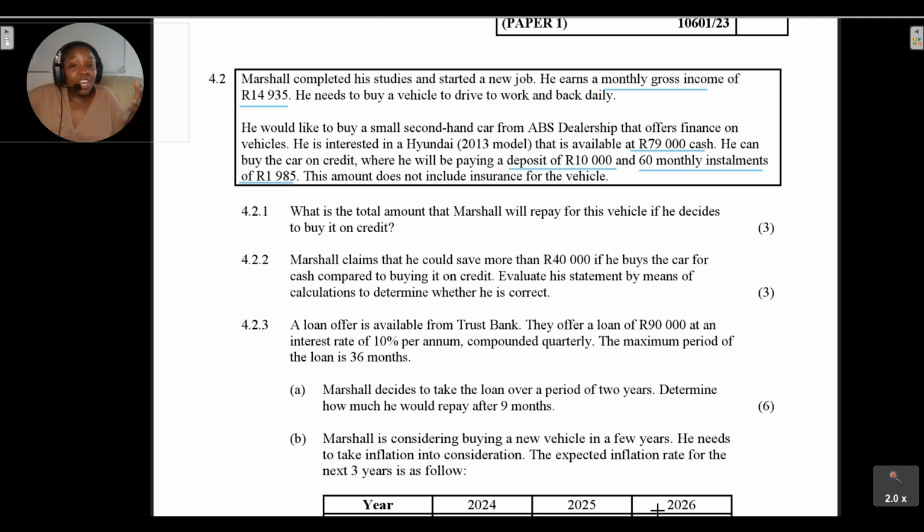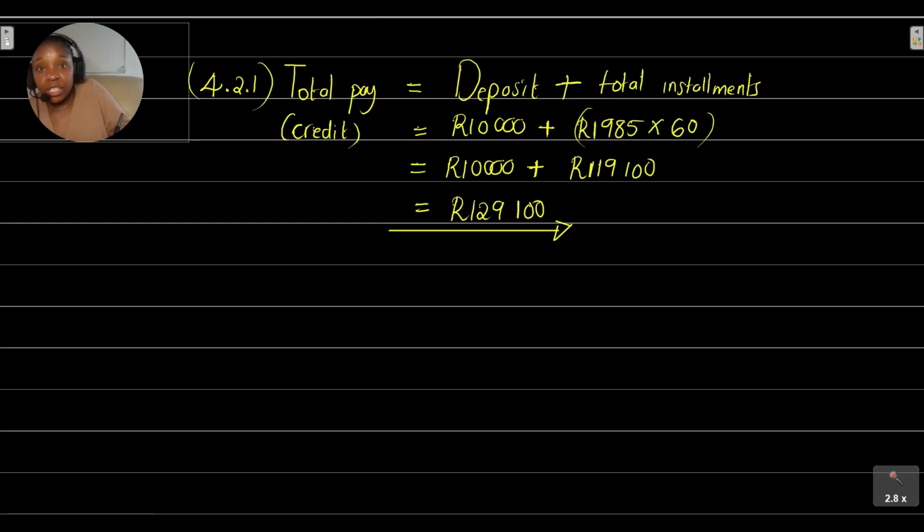So I've already said this, that if you take the difference between how much he would pay if he buys it on credit and how much he pays if he buys it cash, that will basically help you determine how much interest he is actually paying on this car. So for us to determine how much more he would actually pay if he decides to buy the car on credit, we just need to take the difference.